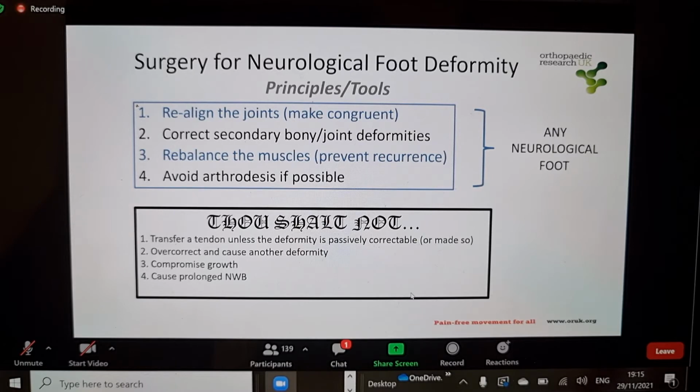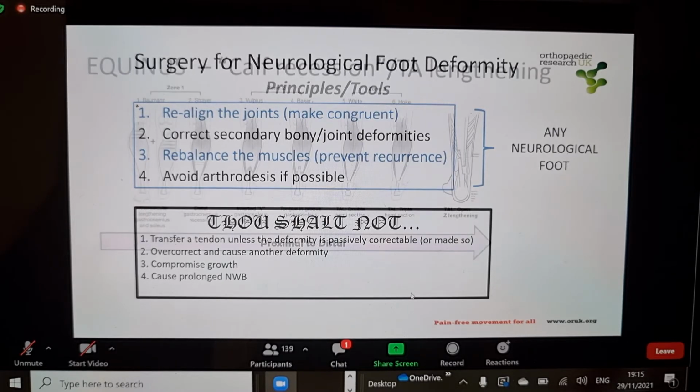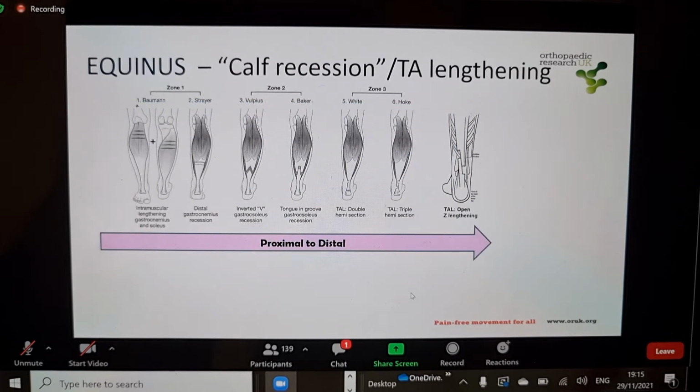So these are the kind of things that we try and keep in mind, both the 4 principles and the 4 commandments. So let's put this into action. First of all, thinking about equinus. For equinus, we have a lot of surgical techniques we can use. And you can see as we go from the left-hand side of the screen to the right, we have surgical techniques which go from proximal to distal. And these have certain advantages.